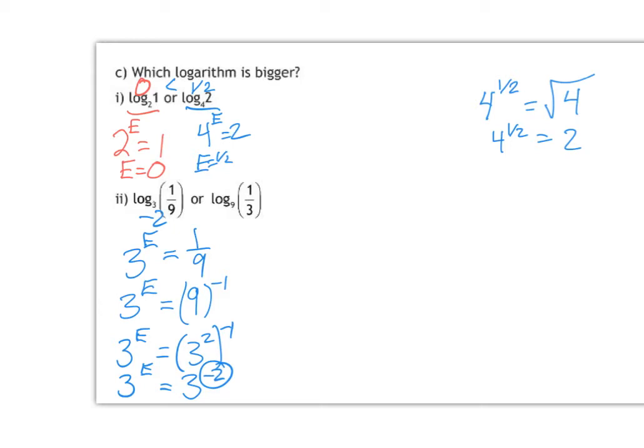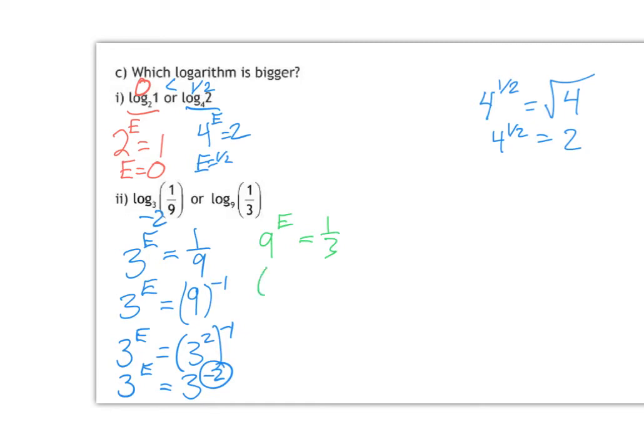All right, same thing for the other one. We've got 9 to the e is equal to 1/3. Cool. Let's see what we can do there. That's kind of blowing my mind to make that smaller again.